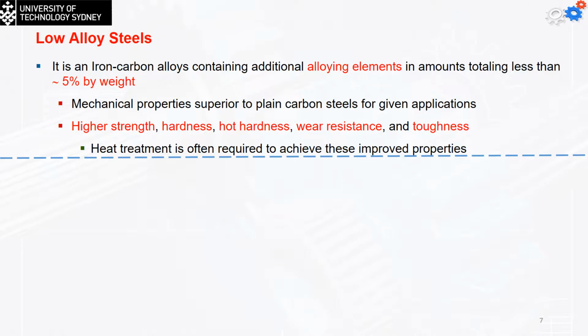The low alloy steels are carbon alloys containing additional alloying elements in amounts totaling less than 5% by weight. So the iron is going to remain at 95%, and all the other elements plus the carbon are not going to be more than 5% by weight. The mechanical properties are superior to the plain carbon steel for a given application. It's going to have higher strength, as we said, because the carbon is increasing, hot hardness, wear resistance and toughness. Heat treatment is often required to achieve these improved properties.